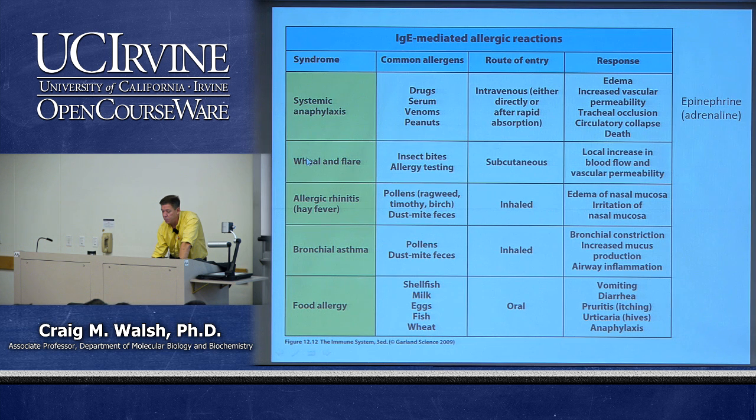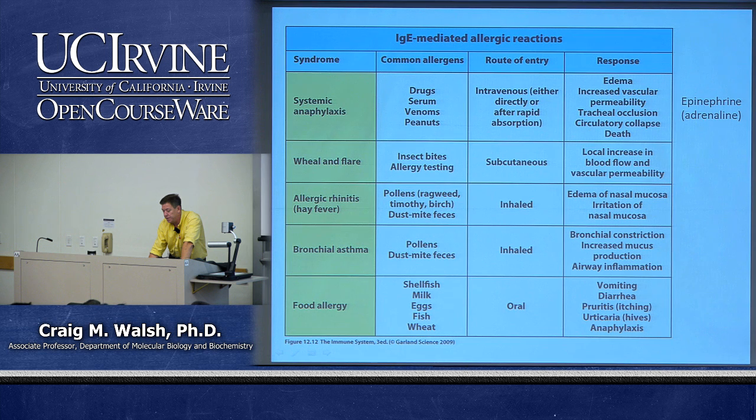It's also wheal and flare, basically insect bites, allergy testing, and I'll show you an example of that in a minute. This is where the allergen enters subcutaneously, so it comes in under the skin. And this causes localized swelling because of an increased blood flow and vascular permeability. Allergic rhinitis or hay fever, this is obviously coming in through our breathing. And examples of this would be pollen and dust mite that can then lead to this localized edema, in this case in the nose, which is why they call it rhinitis.